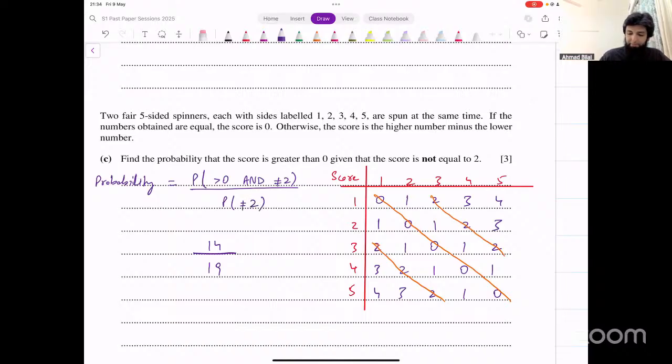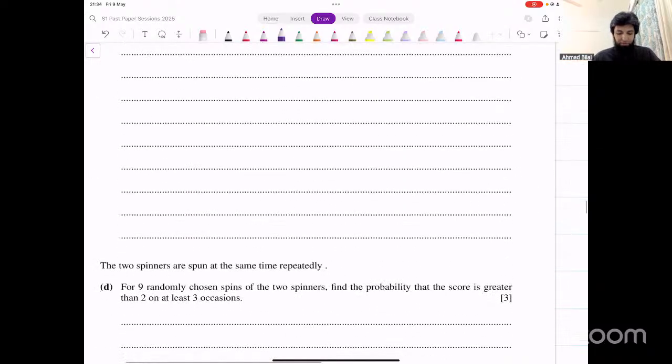Okay. So not equal to 2 is 19 cases. The probability of that would be 19 over 25. The outcomes satisfying both of these conditions, that it's greater than 0 and also not equal to 2, the probability of that would be 14 over 25. 25 is going to get cancelled out in any case. So you can just do 14 over 19. That gives you the result. That turns out to be 14 over 19. Okay. That's your final answer. I hope that makes sense. Let's go to the next one now. That was question number 4, part C.